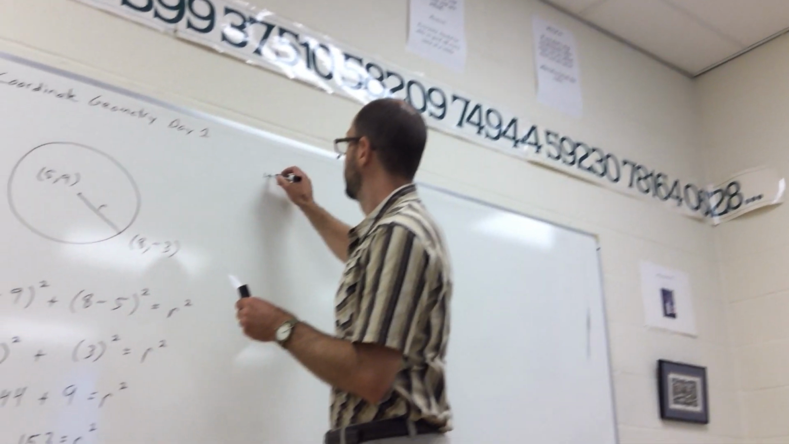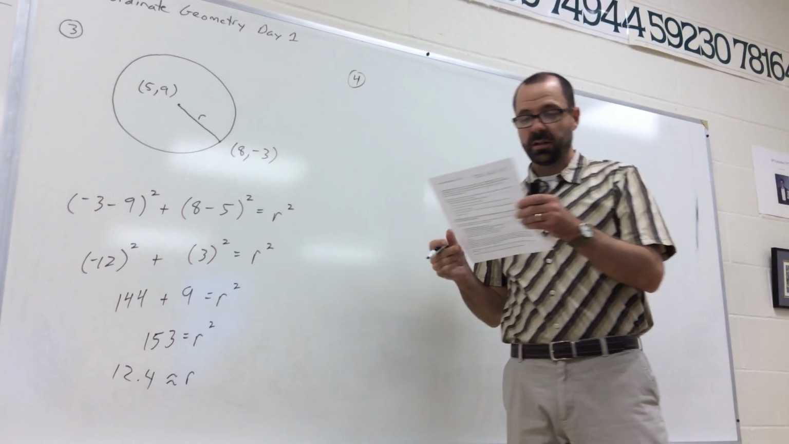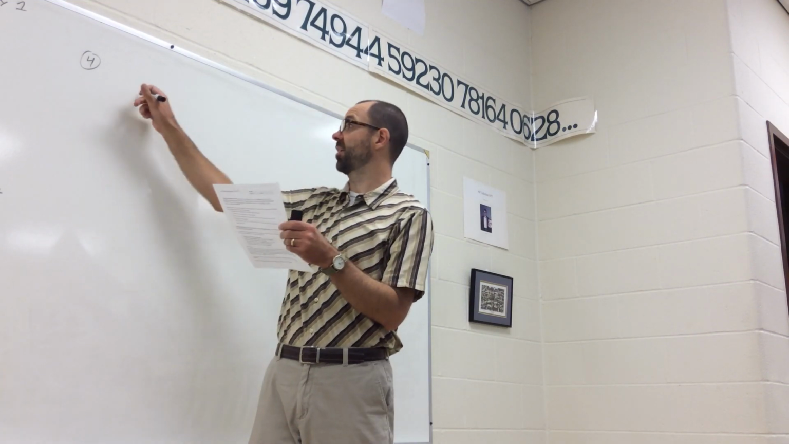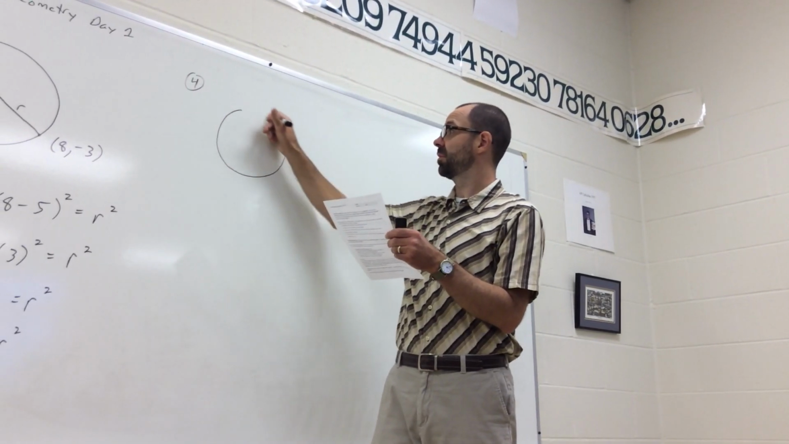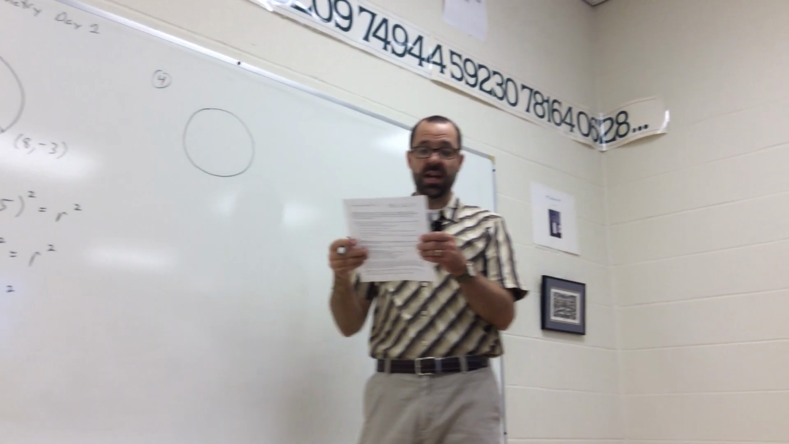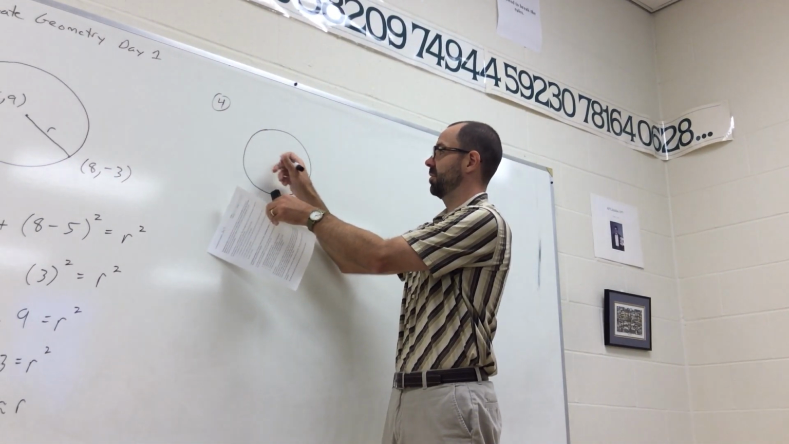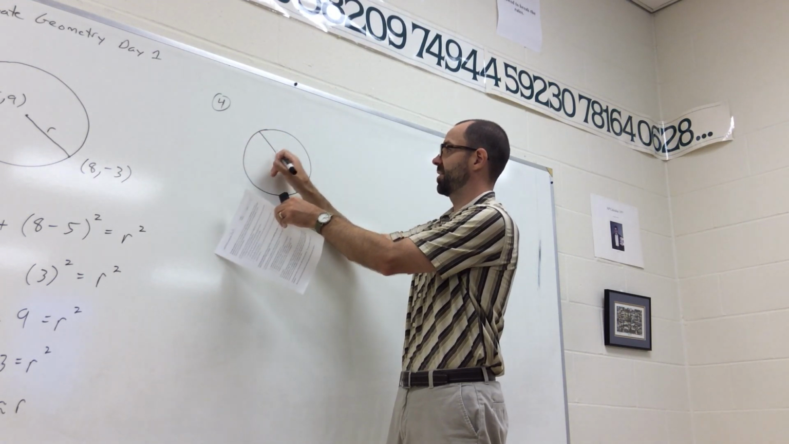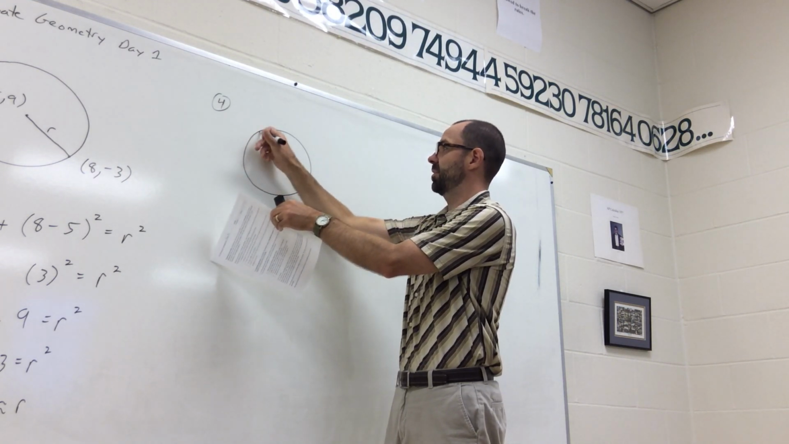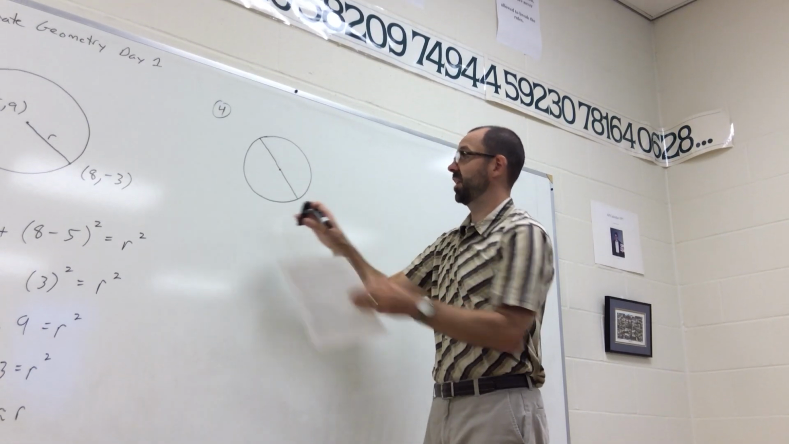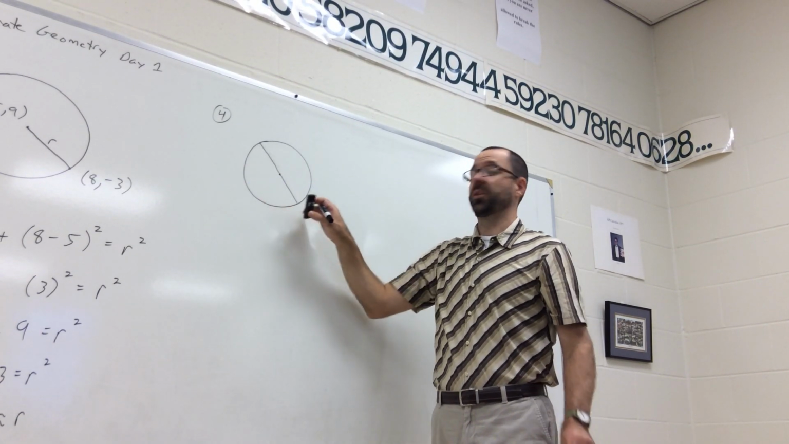Okay. Moving on to number 4. Number 4 says 10, 14 and negative 6, negative 8 are the endpoints of the diameter of a circle. All right, so we've got another circle. And the diameter of the circle goes all the way across through the middle. So on the last problem, we had a radius that just goes halfway across through the middle. This time we have a diameter that's all the way across through the middle.